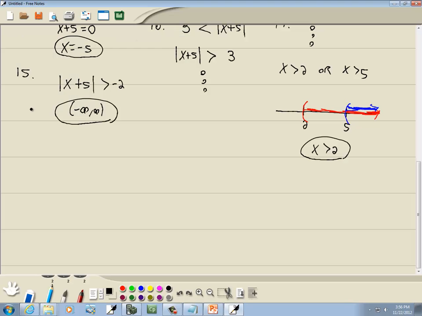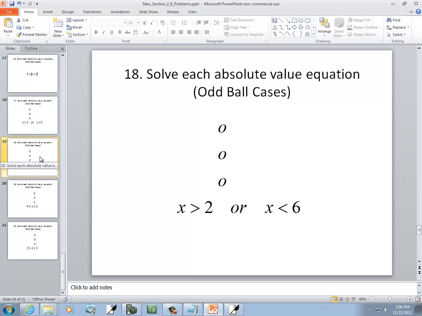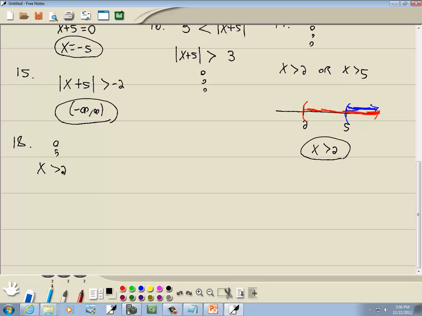Okay. Let's look at number 18. Work a problem down. We get x is greater than 2, or x is less than 6. Here's 2, and here's 6. X is greater than 2. That would look like this right here. X is less than 6. Would look like this right here.